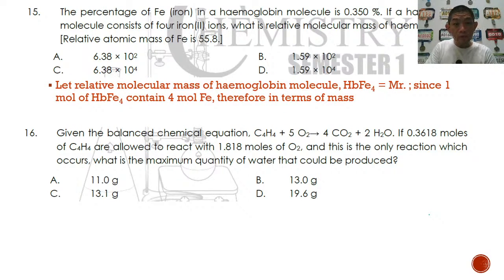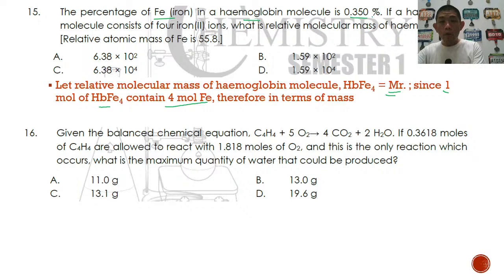Let the relative molecular mass of the hemoglobin be equal to that of HbFe4, because we want to find the molecular mass. We know that 1 molecule of HbFe4 contains 4 mole of iron. Therefore, in terms of mass, don't forget the percentage of iron inside a hemoglobin is 0.350% only.